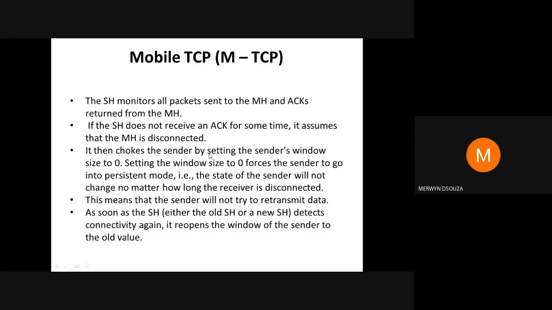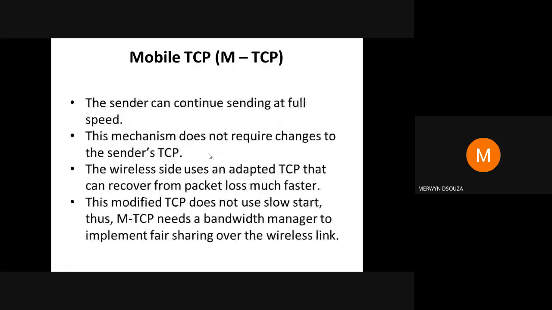So like I told you, the sender can therefore continue sending at full speed. This mechanism of MTCP does not require any changes to the sender's TCP. The wireless side uses a slightly modified TCP that can recover from packet loss much faster. So therefore, since we are choking the sender, this modified TCP does not use slow start. But MTCP may require a bandwidth manager to implement fair sharing over the wireless link.